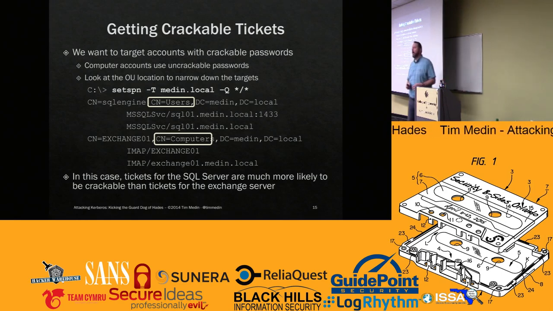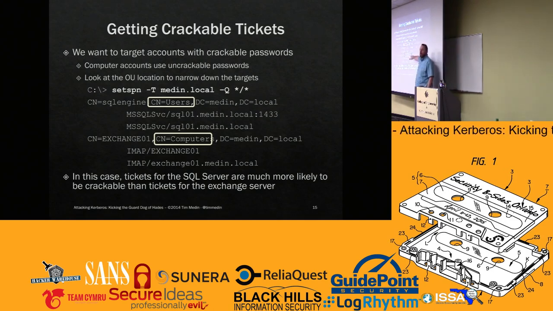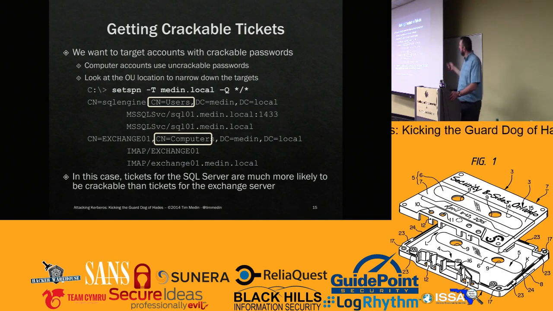We see the Exchange box here. So we've got IMAP, the name, Exchange01 is our server, and that's mapped to the underlying computer account. The underlying computer account is going to have a password that, frankly, we're not going to guess. It's good enough randomness that it's just not going to happen. We could offline crack it, but again, unless you're inside the NSA, good luck. So we can get these tickets.